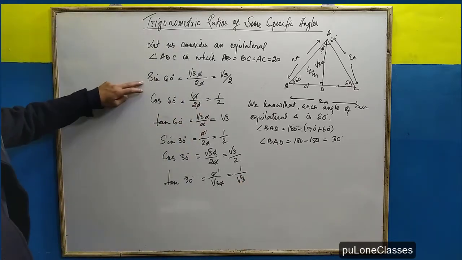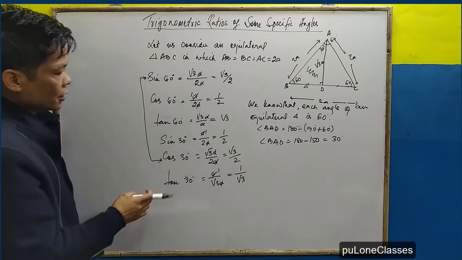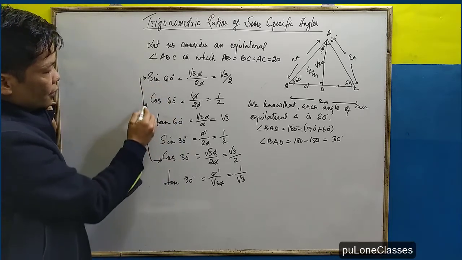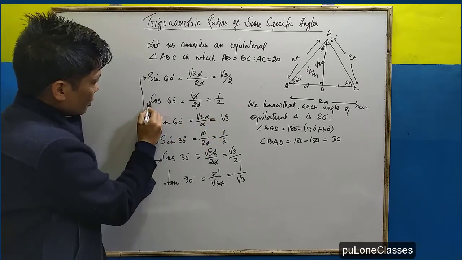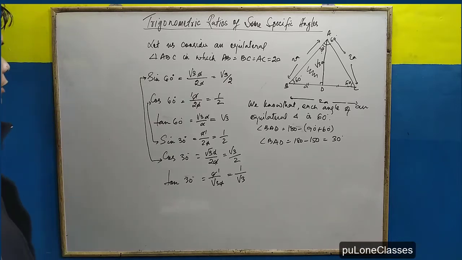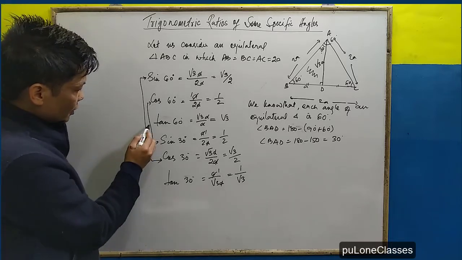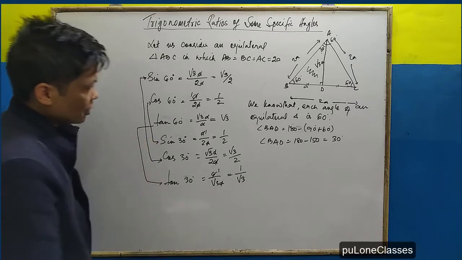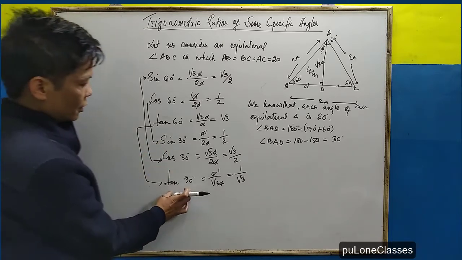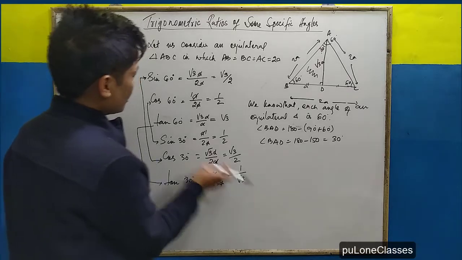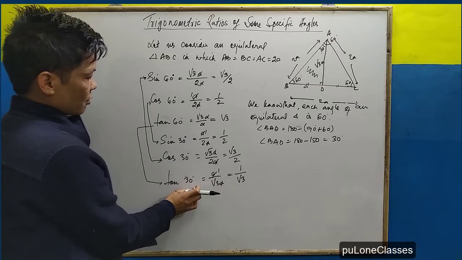So you can see that sin of 30 and cos of 60 are equal, because they are complements of each other. Cos of 60 and sin of 30 are both half. Then we can see that tan of 60 and tan of 30 are reciprocals of each other. Like if you know the value of tan 30, which is 1 by root 3, then tan 60 will be root 3. Tan 60 is the reciprocal of tan 30.